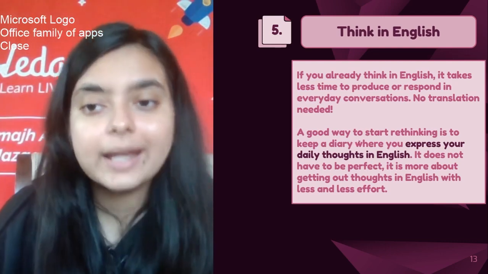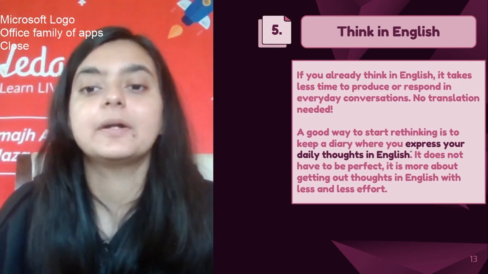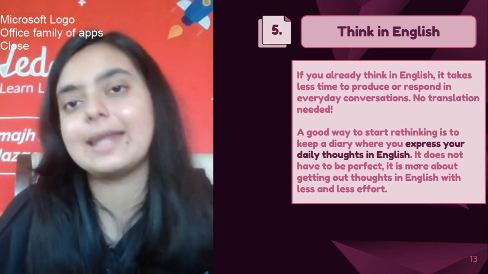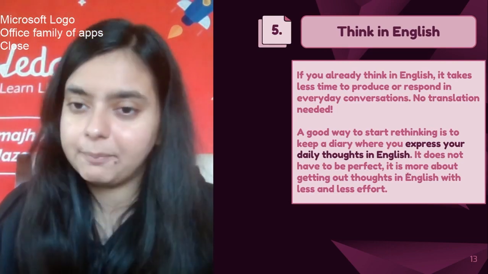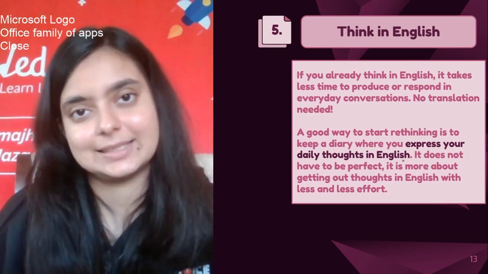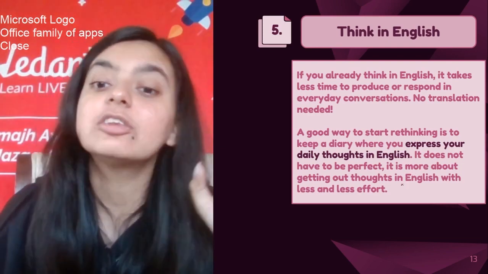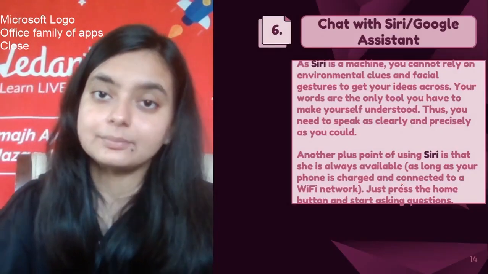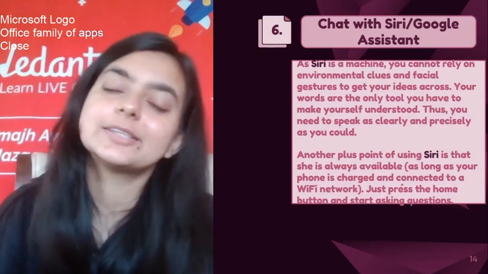Okay, so a good way to start rethinking is to keep a diary where you can express your thoughts every day in English. It does not have to be perfect. You can make mistakes. It's more about getting thoughts in English with less effort. That's very, very important.